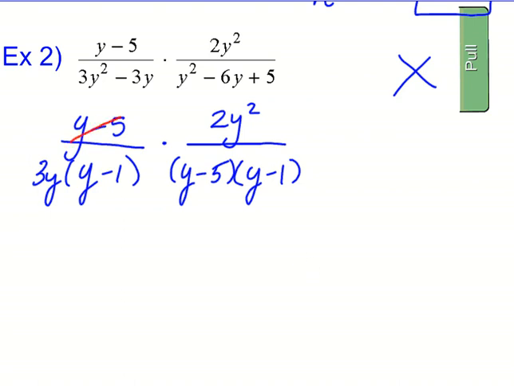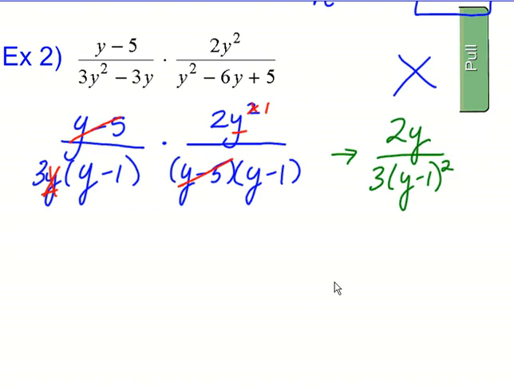We have two alike binomials in y minus 5. We have no common constants. We have a 2 and a 3, so nothing's going to happen to those. But we do have a y and a y squared. So this 1y will go away, changing this exponent to 1. So what we have left is a 2y in the numerator, and in the denominator, we're going to have 3 times y minus 1, and we're going to have 2 of those y minus 1, so I'm going to just put an exponent of 2.